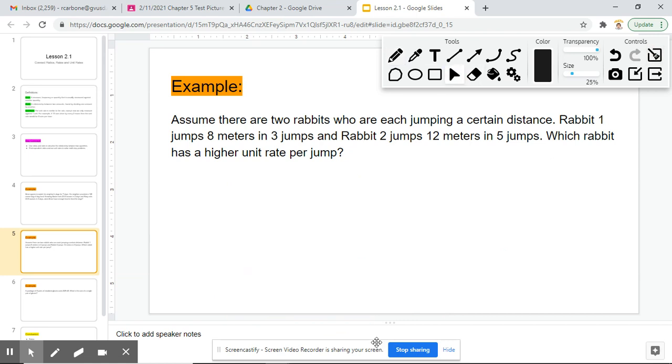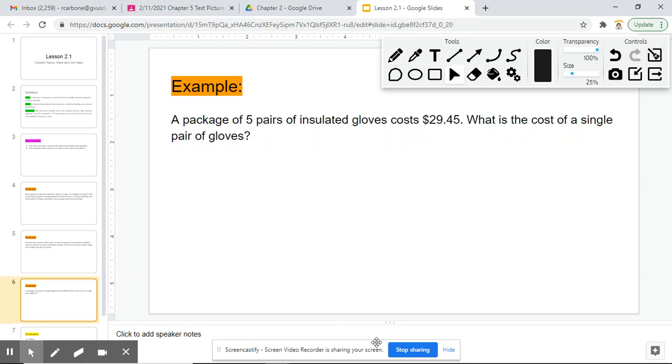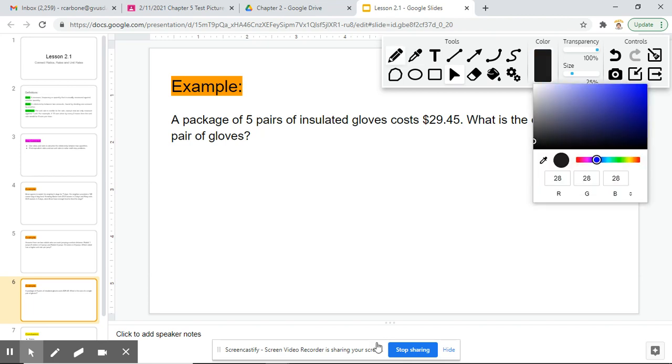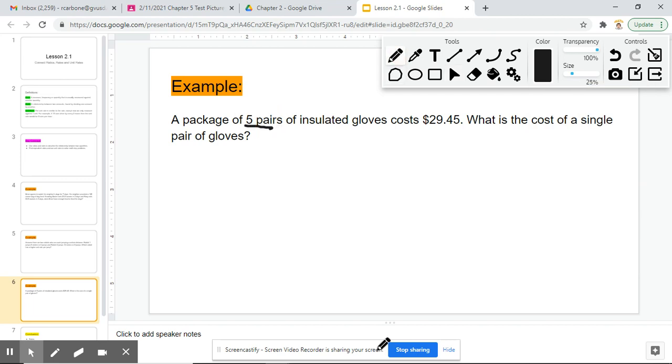All right, let's go on to our last example. A package of 5 insulated gloves costs $29.45. What is the cost of a single pair of gloves? Hopefully we're getting the hang of this by now. So we have 5 pairs of gloves, and it costs $29.45 total. So we want to find out how much one costs.